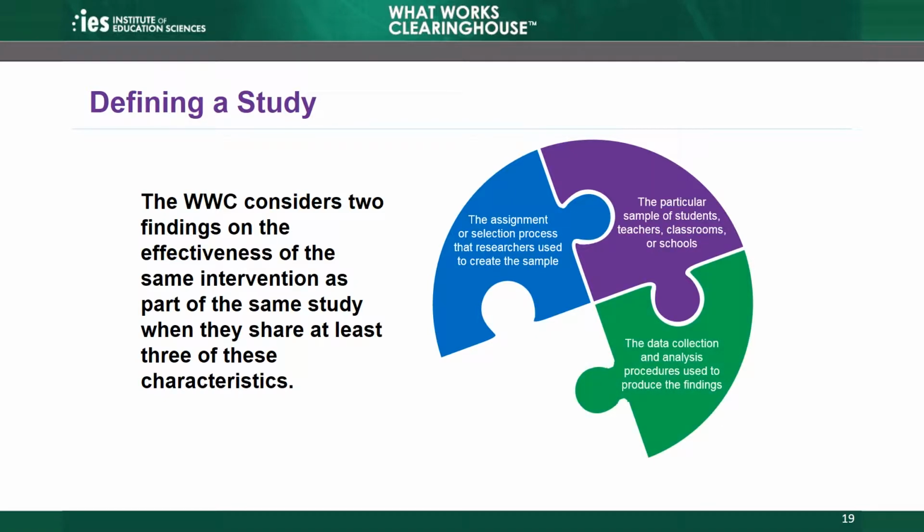The data collection and analysis procedures used to produce the findings. When authors use identical or nearly identical procedures to collect and analyze data, the findings may be related. The research team that conducted the study. When manuscripts share one or more authors, the findings reported in those manuscripts may be related. When two findings on the effectiveness of the same intervention share at least 3 of these characteristics, the WWC considers them parts of the same study. Findings that meet this criterion demonstrate similarity or continuity in the intervention and comparison groups, and similarity or continuity in the procedures used to produce the findings.